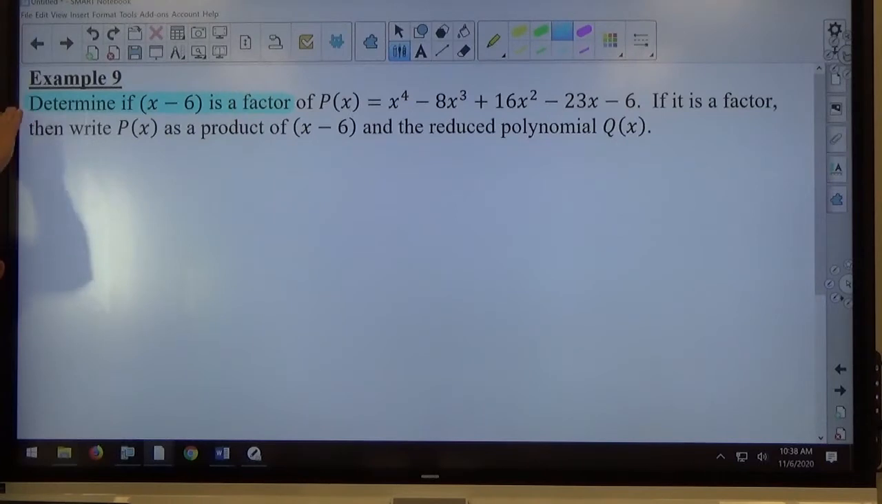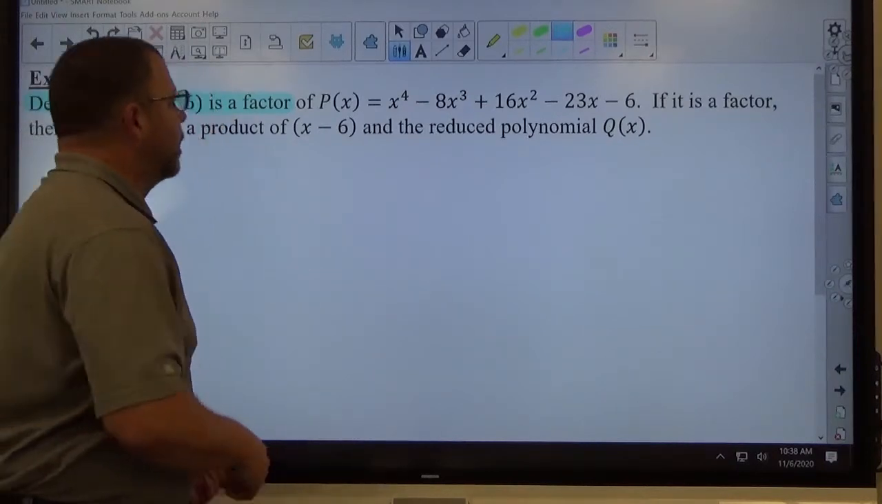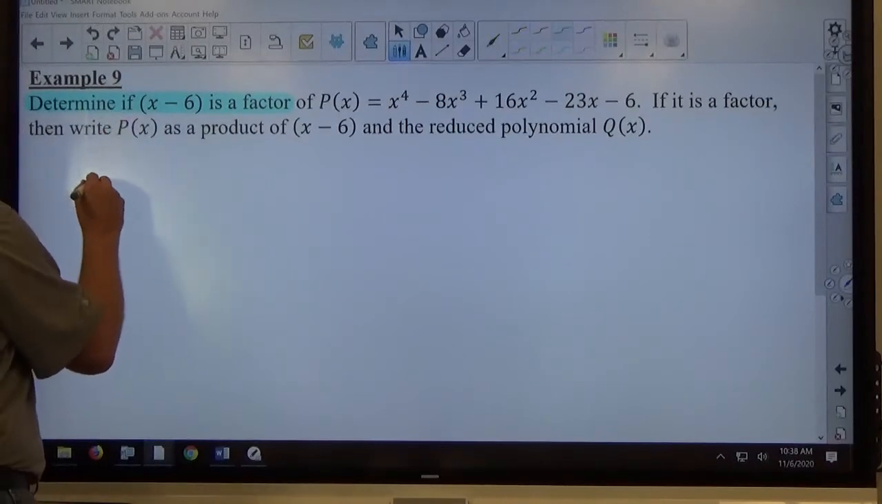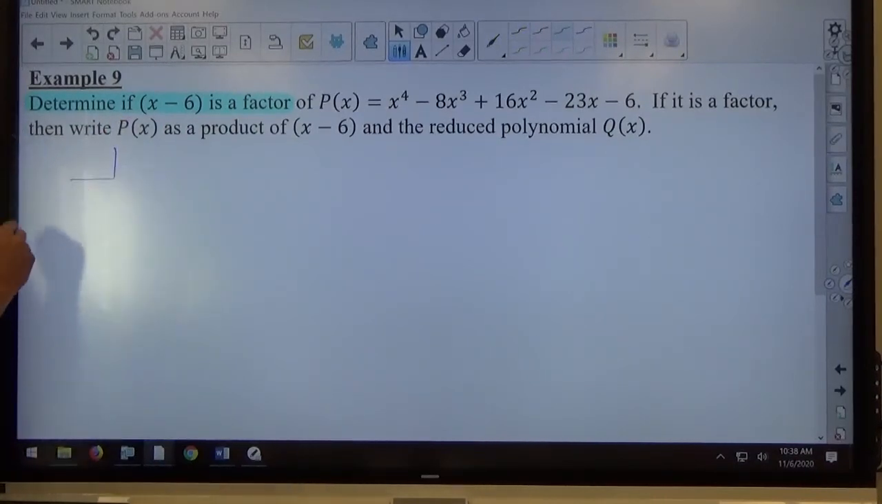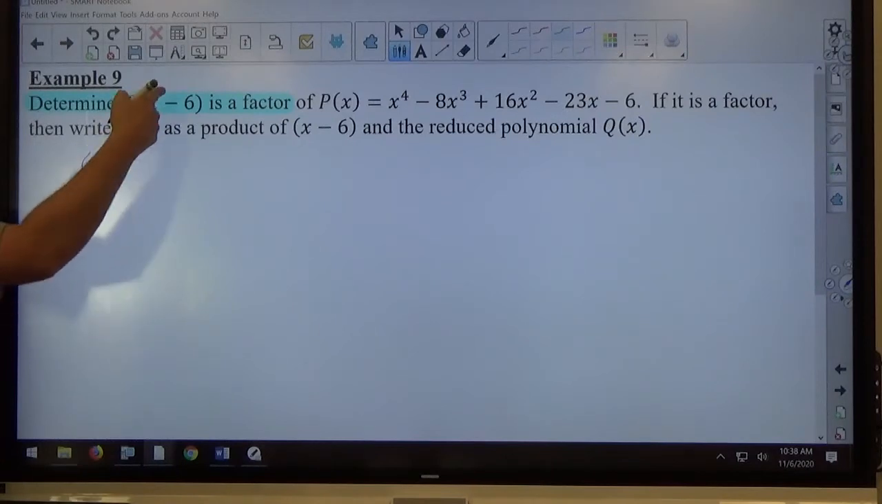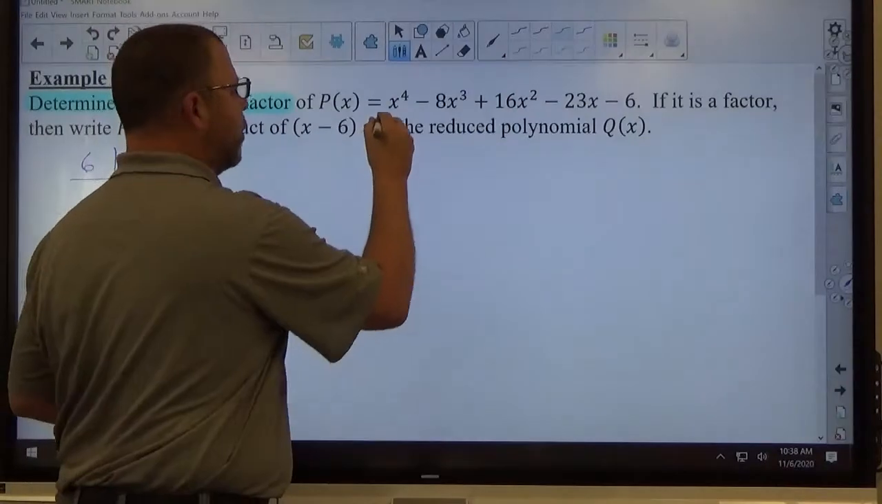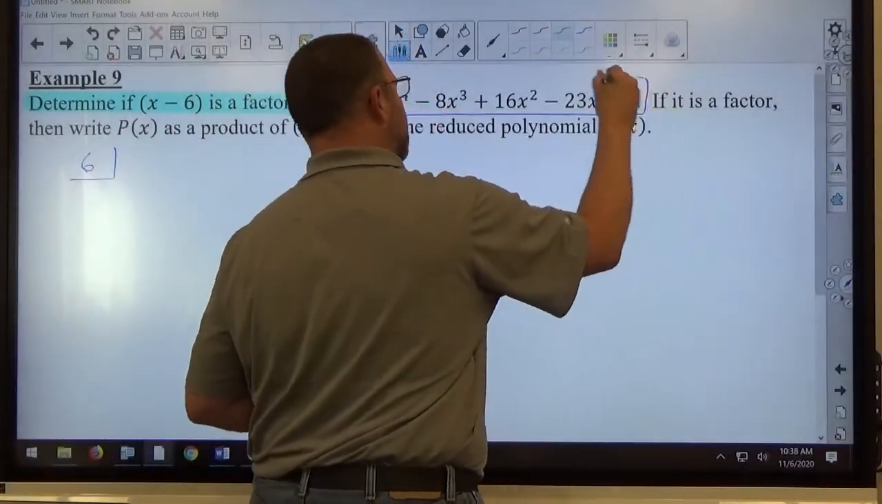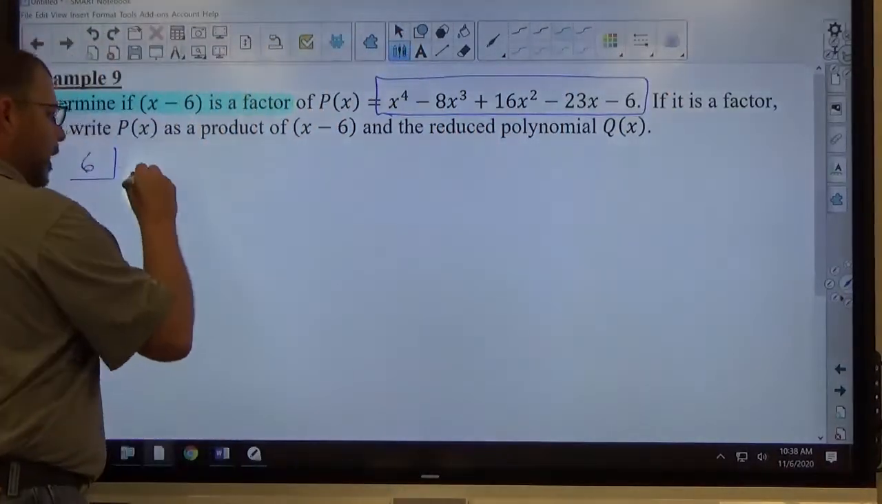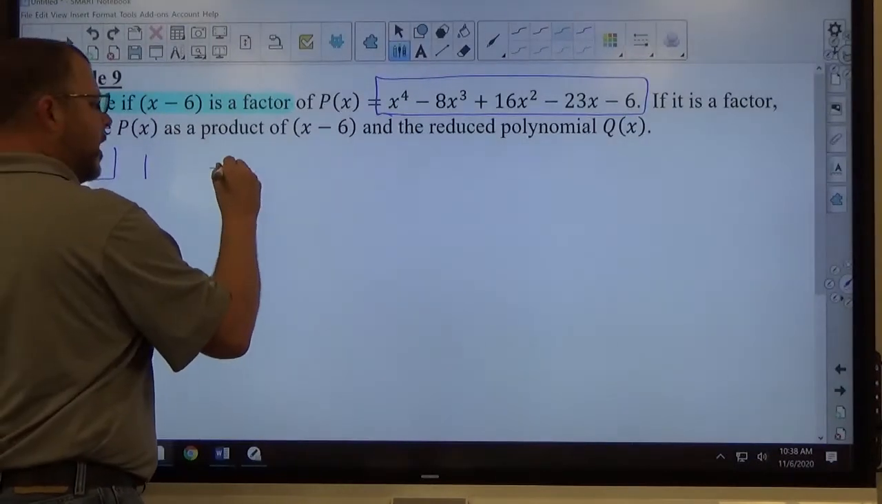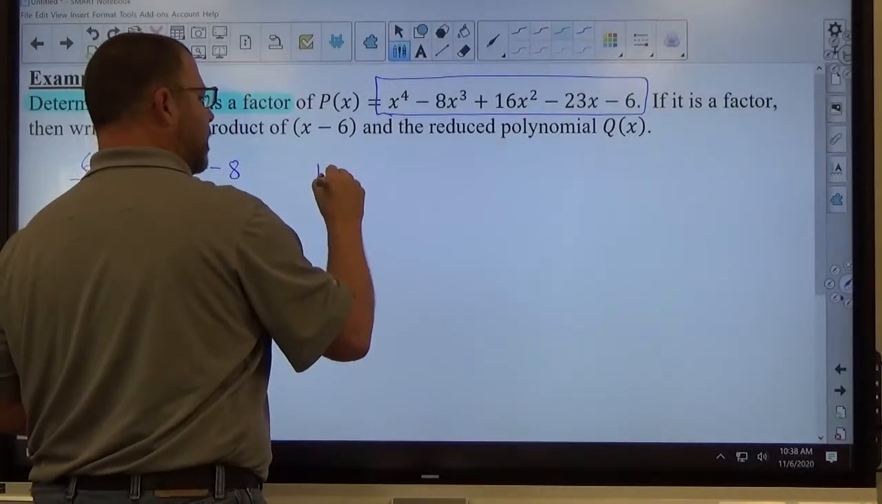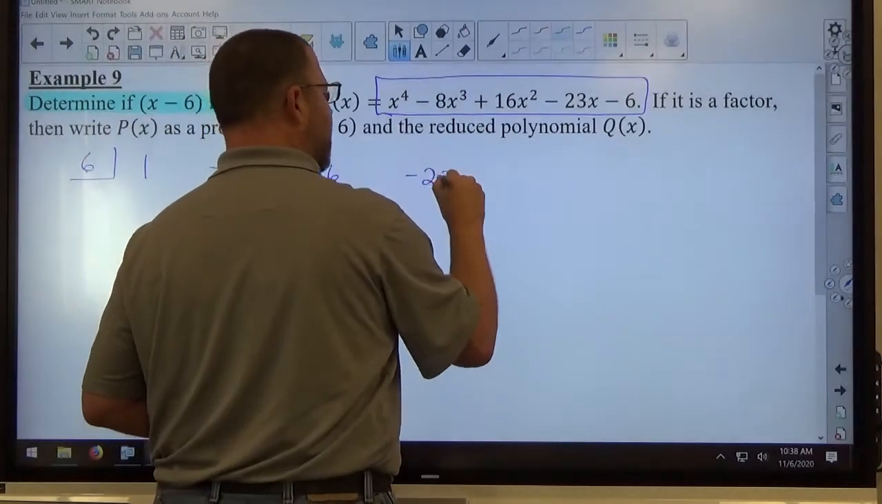So if we're determining if something is a factor, the way we do it is we divide the polynomial using one of the two valid techniques for division and get a remainder of 0. So let's do that real quick. If I'm doing synthetic division, what do I put in this box? 6. Positive 6, because we're dividing by x minus 6, so we change the sign. And then the coefficients of the polynomial we're dividing come from here. So we have 1x to the 4th, negative 8x to the 3rd, positive 16x squared, negative 23x, and negative 6.